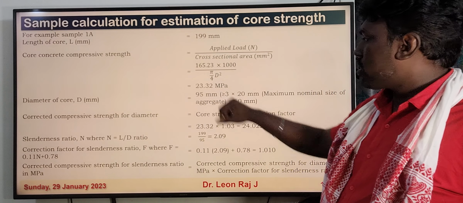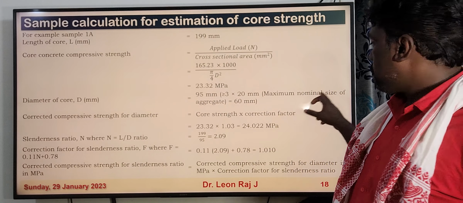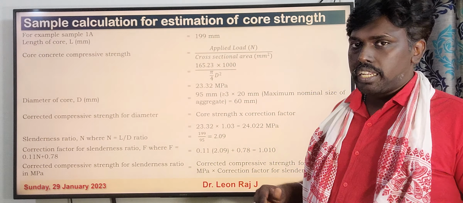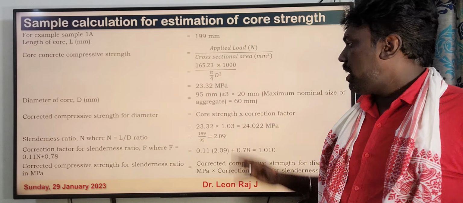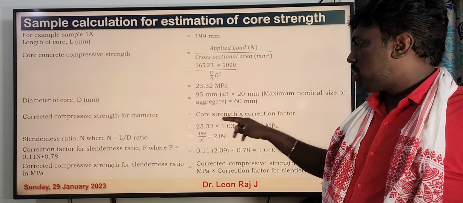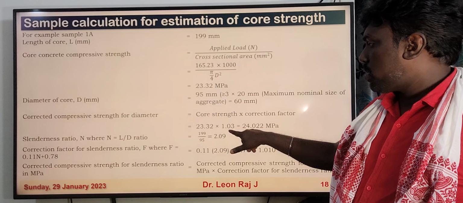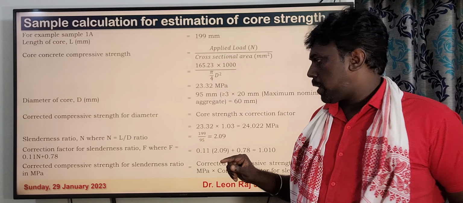Then the diameter of the core is 95 mm. The maximum nominal size of aggregate is 20 mm here, so the core diameter should be more than 3 times the maximum nominal size of the aggregate. 3 times the nominal size of the aggregate is 60 mm, so the selected diameter of the core is okay. Then the corrected compressive strength for diameter is 23.32, which we obtained from the load by area formula, into 1.03 correction factor, that is equal to 24.022 MPa.